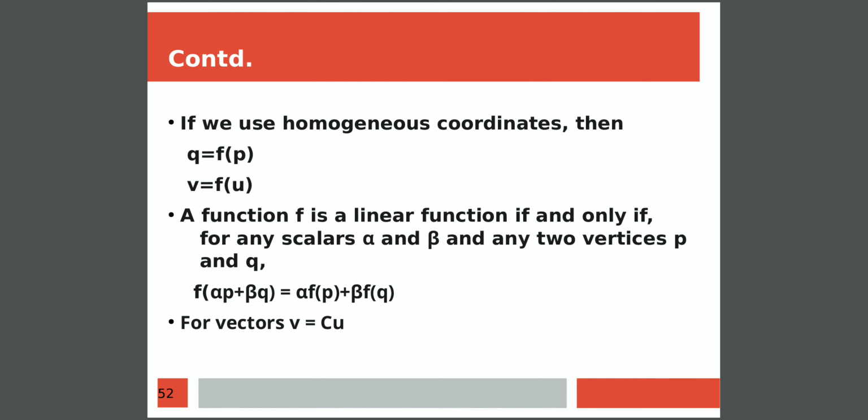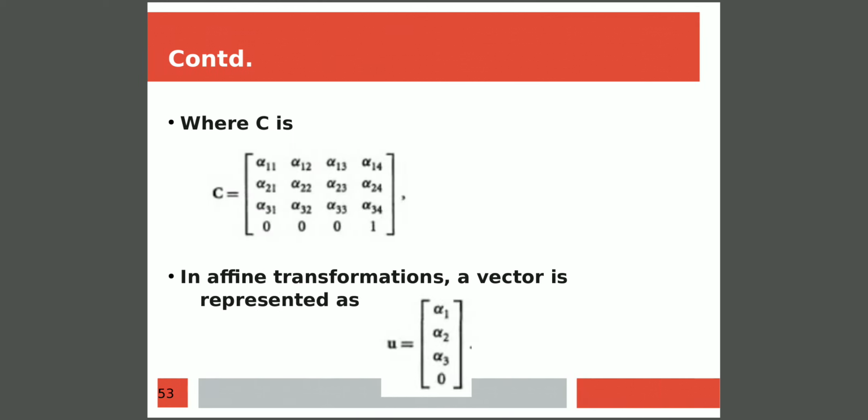Now, if we consider the vectors to perform the transformation, transformation of a point is nothing but changing one point to another point. In the same way, the transformation on a vector is nothing but changing a vector from one coordinate system to another coordinate system. We have already discussed the change of coordinate systems in the previous topics, which can be written as V equal to C into U, where C is a matrix which is able to transform from one coordinate system U to another coordinate system V. As I said, C is a matrix.